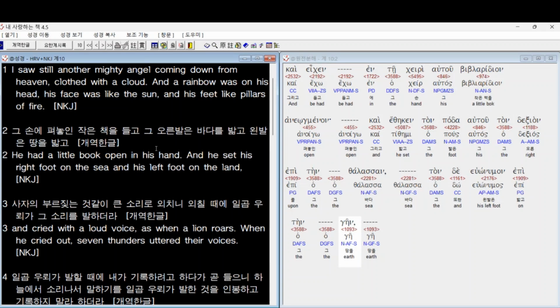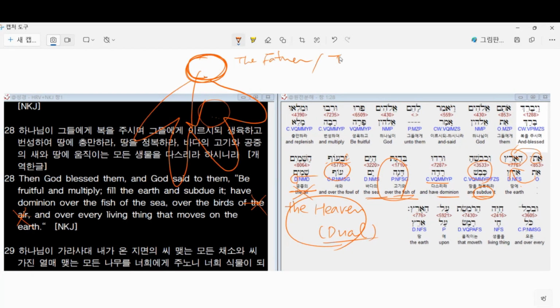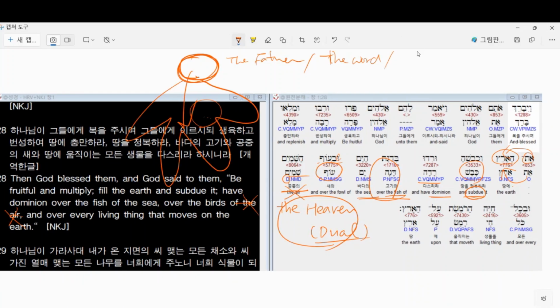So Christos Jesus, clothed with the cloud, is coming down from heaven, right? So from my heaven, Christos Jesus seated on my throne is coming down to the earth. And then we go through what? Earthly war, right? Heavenly war is what? The Father, the Word, and the Holy Spirit, right?